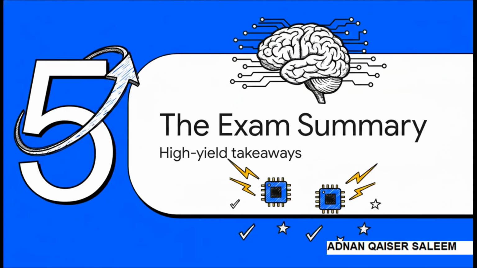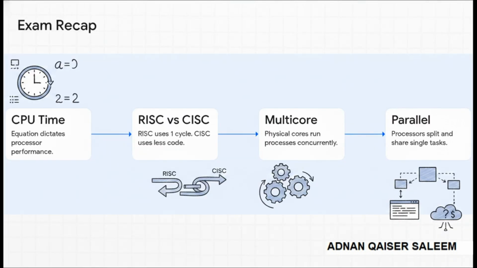Wrapping up with Section 5, the exam summary, high-yield revision takeaways. Let's rapid-fire recap the 4 huge pillars you absolutely need to lock in. Number 1, the CPU time equation totally dictates performance. Remember, it's all about managing those instructions and cycles. Number 2, RISC goes for speed by using simple instructions completed in just one cycle, while CISC uses super complex instructions that take many cycles but use way less code.